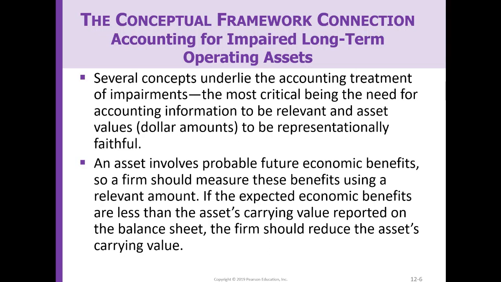The conceptual framework connection shows the why we treat the impairment the way we do. There are several concepts that are related to the accounting for impairments. The most important is relevance. Asset values should be relevant. An asset involves probable future economic benefits, so a firm should measure these benefits using a relevant amount. If the expected economic benefits are less than the asset's carrying value, reported on the balance sheet, the firm should reduce the asset's carrying value.